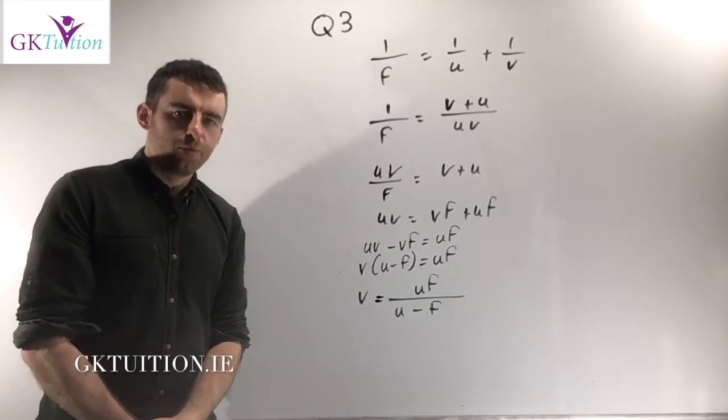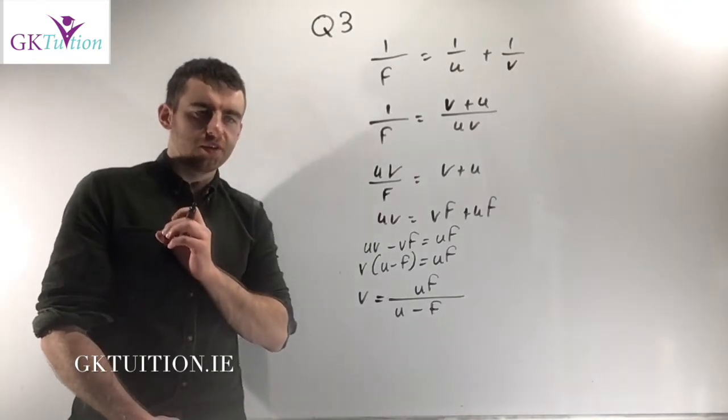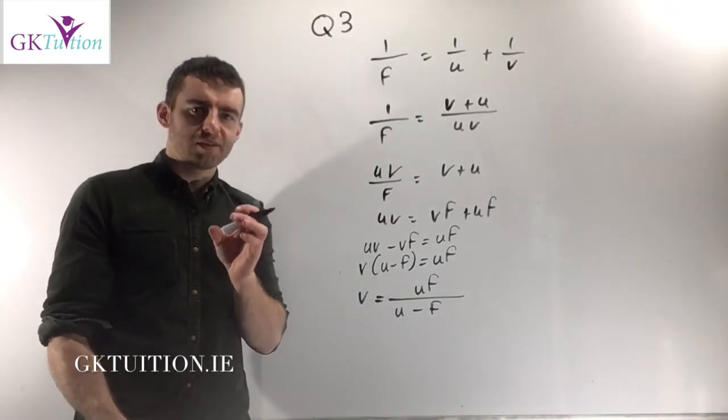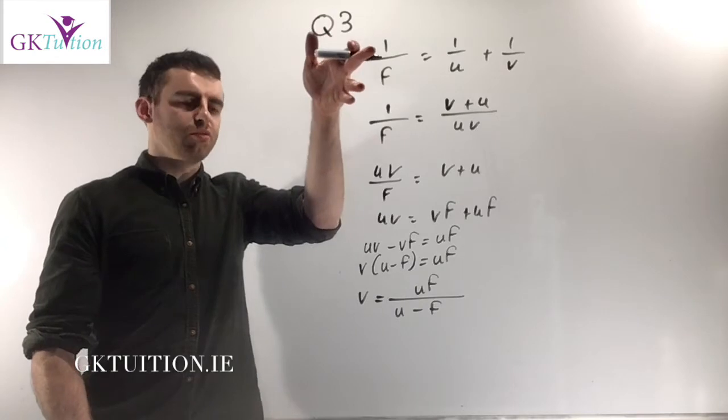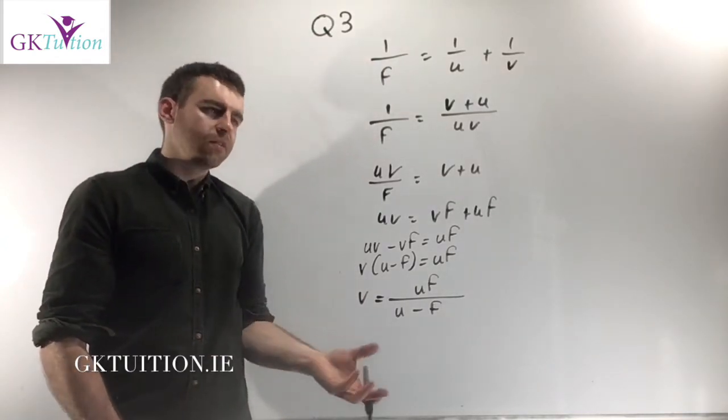Now in question 3, I hope it was clear what I wanted you to do here. I want you to do the same thing as you did in question 2. In question 2 we made a the subject of the equation. In question 3 we needed to make v the subject of the equation. So there's a couple of different ways of doing this one.